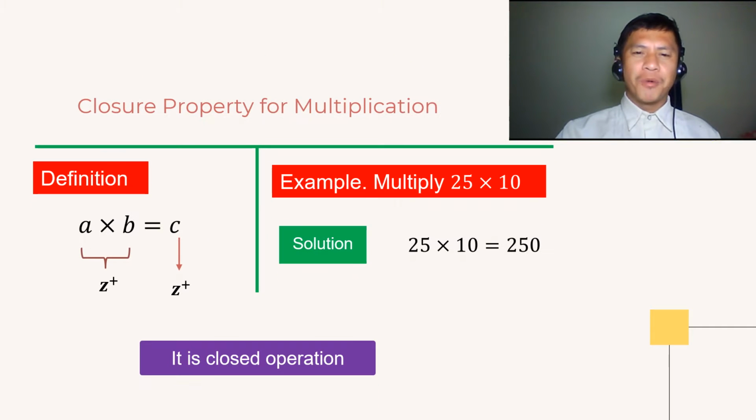Closure property for multiplication states that if two positive integers a and b multiply together, then the result is positive integer c. Example, 25 multiplied by 10. Since the answer 250 is a positive integer, hence we can say that closure property for multiplication is closed operation.